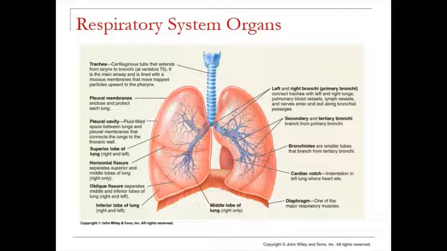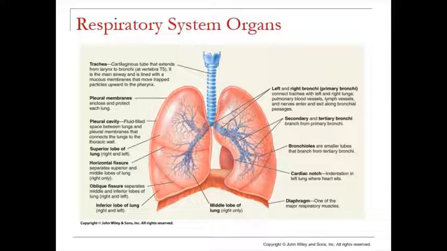You see the right lung is broken up into a superior lobe and a middle lobe by what we call a horizontal fissure, because it's running horizontally. While the middle lobe and the inferior lobe are broken up by what we call an oblique fissure, because it's running obliquely at an angle.